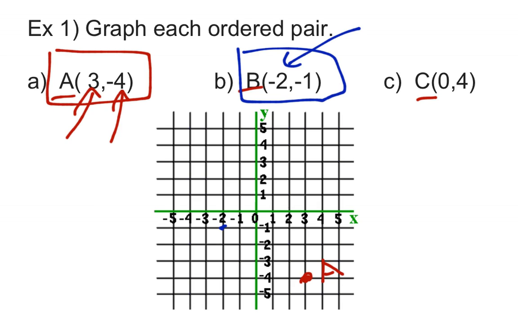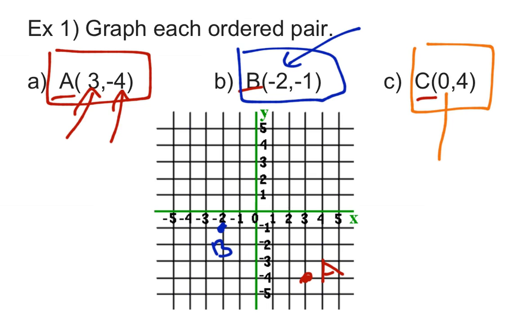Okay, so -2, -1, and that is going to be called point B. Remember, I don't care where I put the letter B. What I'm locating is where the dot goes, where the point goes. That's the important part. Okay, and then finally here, C is 0, 4.